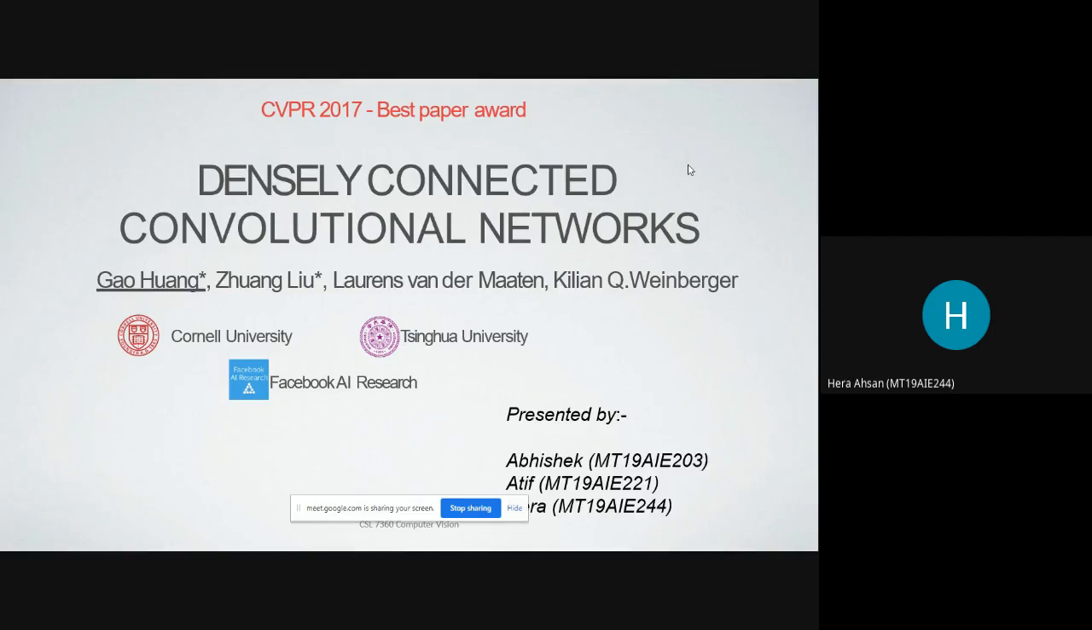So, in this paper, Dense Convolutional Networks, also known as DenseNet, have been introduced, which connect each layer to every other layer in a feed-forward fashion. This embraces the observation that convolutional networks can be substantially deeper, more accurate, and efficient to train if they contain shorter connections between layers close to the input and those closer to the output. Next slide, please, Abhishek.